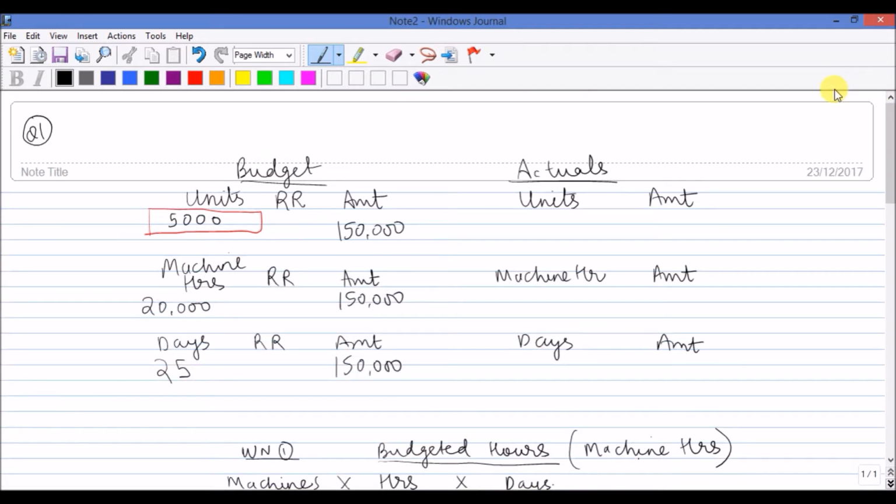Now what I'm going to find is the recovery rate. So 1,50,000 I'm going to divide by 5,000. So this is going to give me a recovery rate of 30. 1,50,000 I'm going to divide by 20,000. So this is going to give me a recovery rate of 7.5.